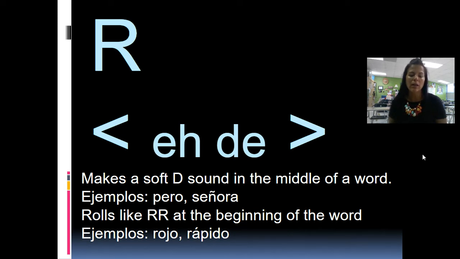The R is going to roll like a double R at the beginning of the word. So when you say the color red in Spanish, even though it has one R at the beginning, you say rojo. And fast is rápido. Okay, so know that it makes a soft D sound in the middle of the word, but if a word starts with an R, you roll it. Rojo. And I'm going to teach you how to roll your R here in a second.